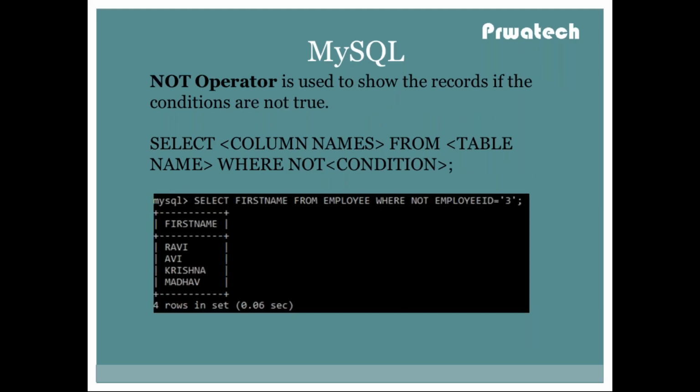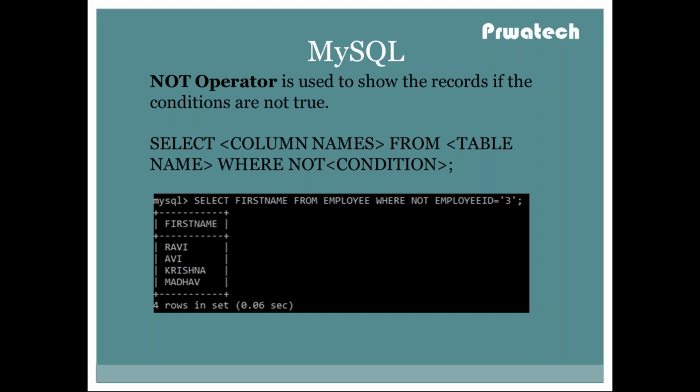Let's move on to the NOT operator now. The NOT operator is used to show the records if the conditions are not true. The syntax for the same is select column names from table name where not. Mind this very clearly. Keep this in your mind. The syntax is where not. It should be the not keyword followed by the where syntax, and then only you put the condition, followed by a semicolon, and then hit the enter button.